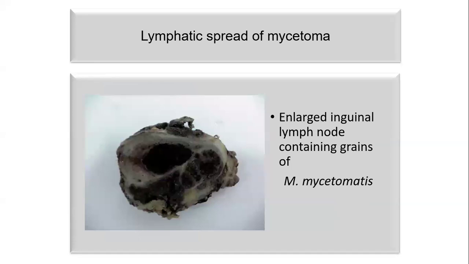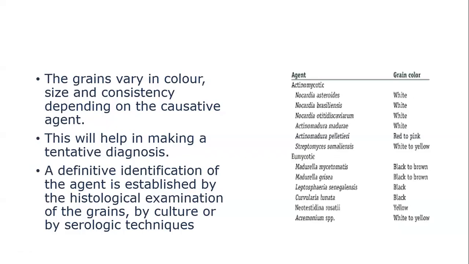And this is a cut section of an enlarged inguinal lymph node. And as you can see, the black grains of M. mycetomatis can be clearly seen. Now, of course, the grains vary in color, size, and consistency depending on the causative agent. And this actually will help in making a tentative diagnosis. But a definitive identification of the agent, of course, is established by the histological examination of the grains, by culture, or by other techniques.